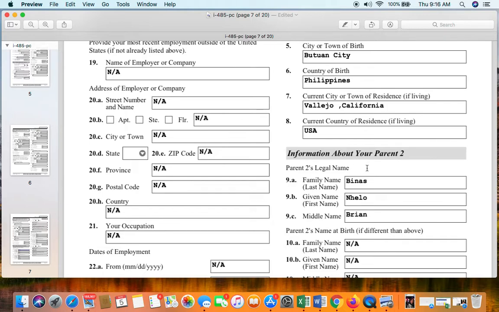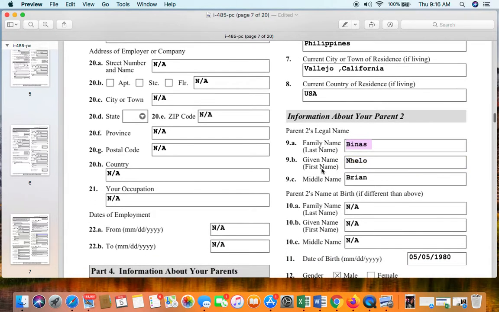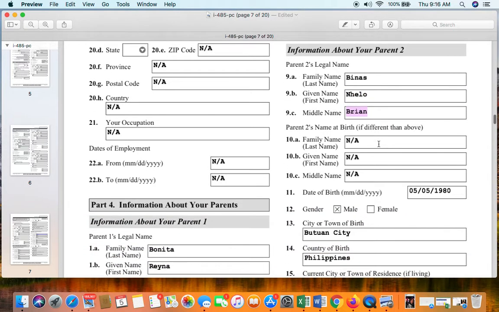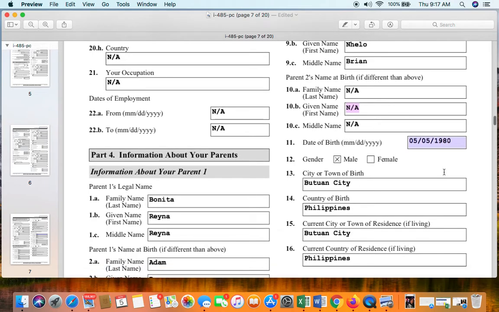For your K2, this is the biological father. You have to put the name of the biological father of your K2 or derivative applicant. His last name is Binyas, given name is Nilo, and his middle name is Brian. Since this person hasn't changed his name and isn't using any different name, you can just put NA. He was born on May 5, 1980, and his gender is male.